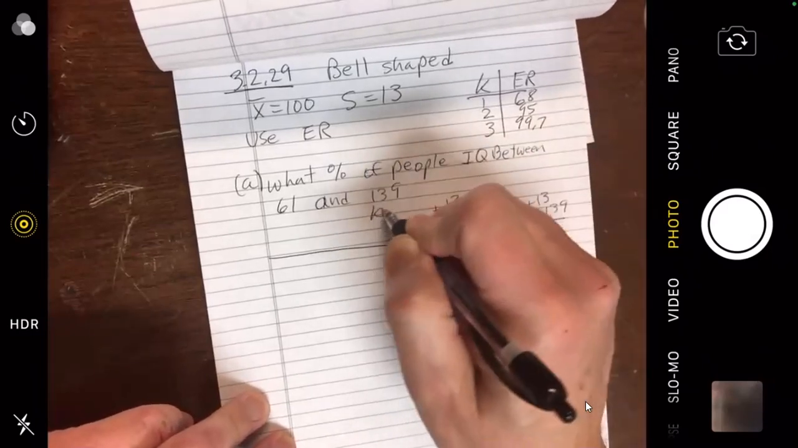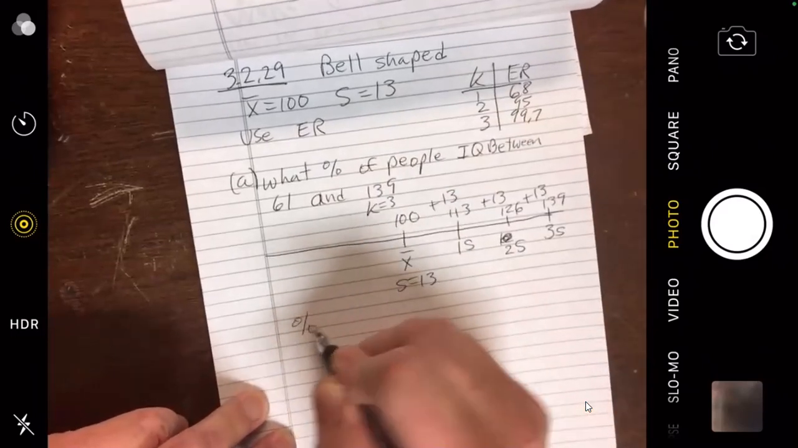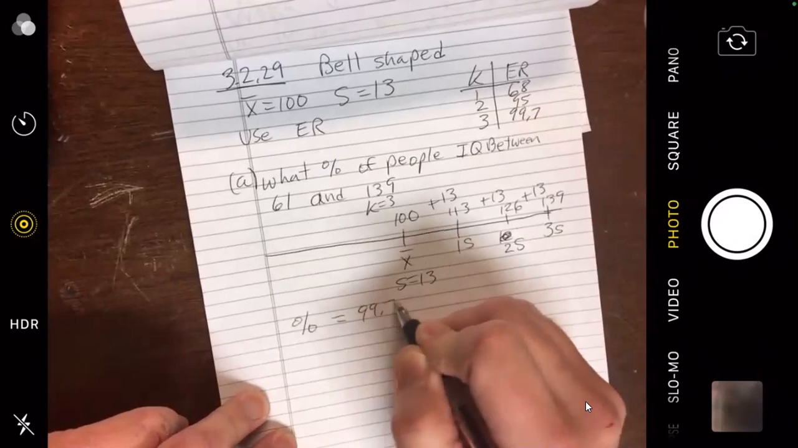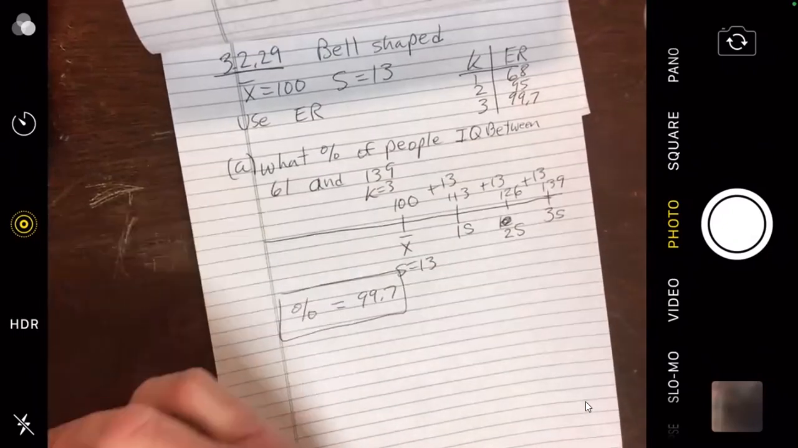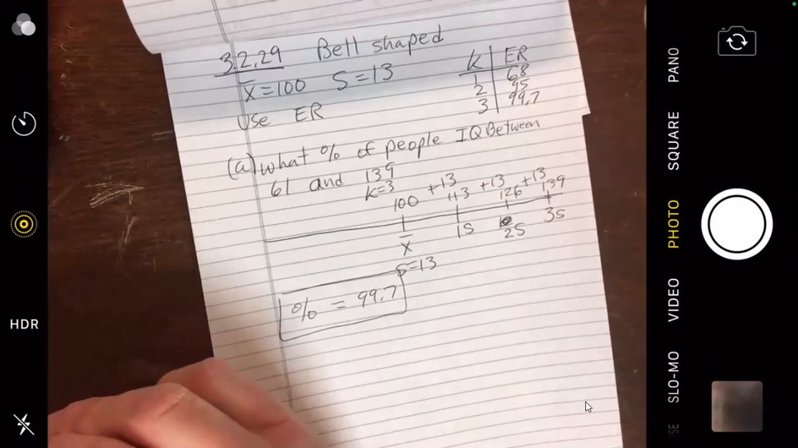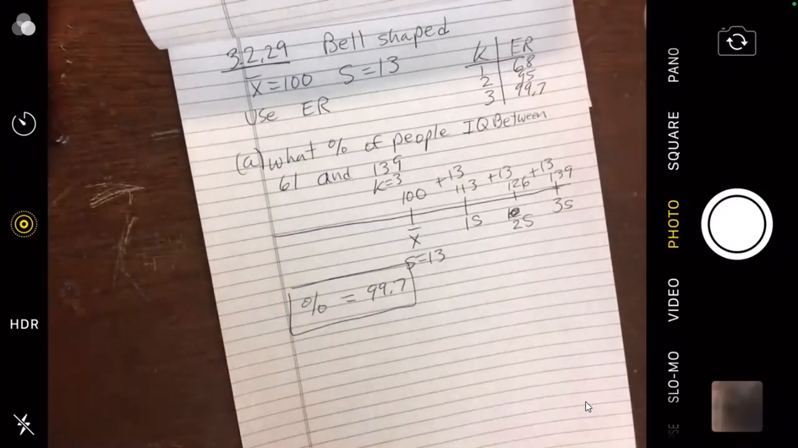This is a k equals 3 interval, percent, 99.7. That's the kind of thing they have you do with these kinds of problems. Instead of me going back to B and C, I'll let y'all mess with it.